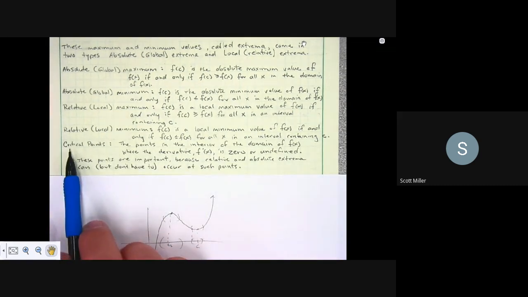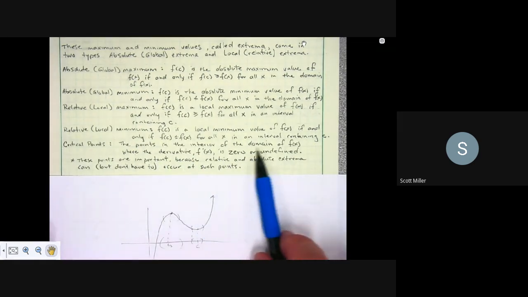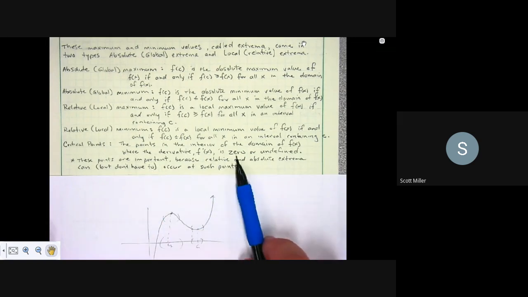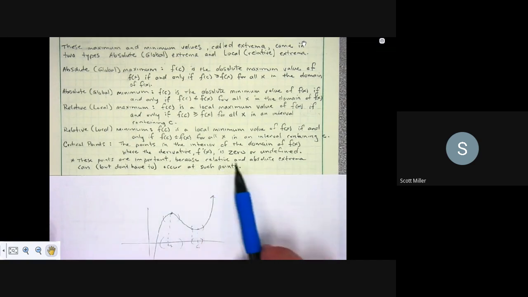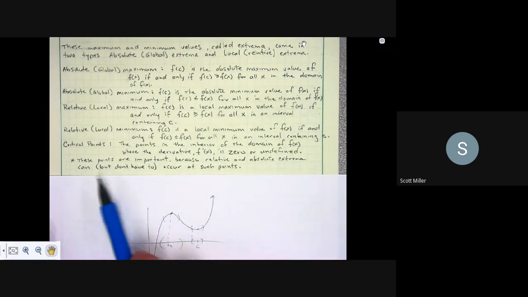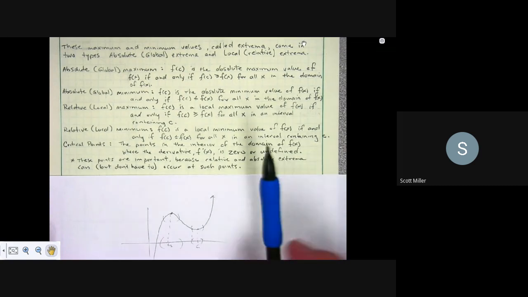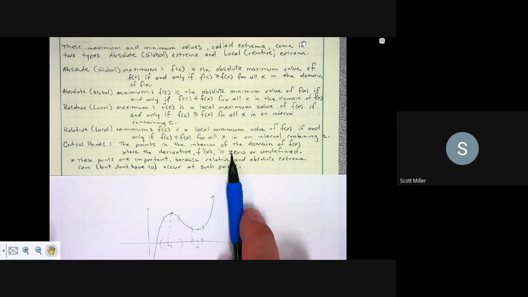We're going to be looking at this quite a lot in this section. The next word here, the definition, is a critical point. The points in the interior of the domain of a function where the derivative is 0 or undefined. These points are important because relative and absolute extrema can, but they don't have to, occur at such points. So let's talk about this and think about it for a minute. We'll talk about the undefined in a little bit. Let's talk about when a derivative is 0.